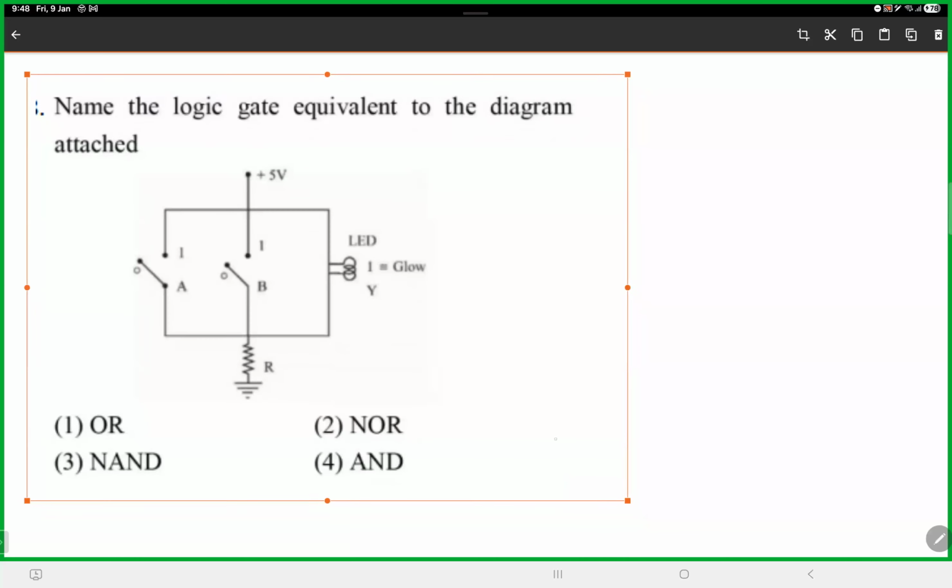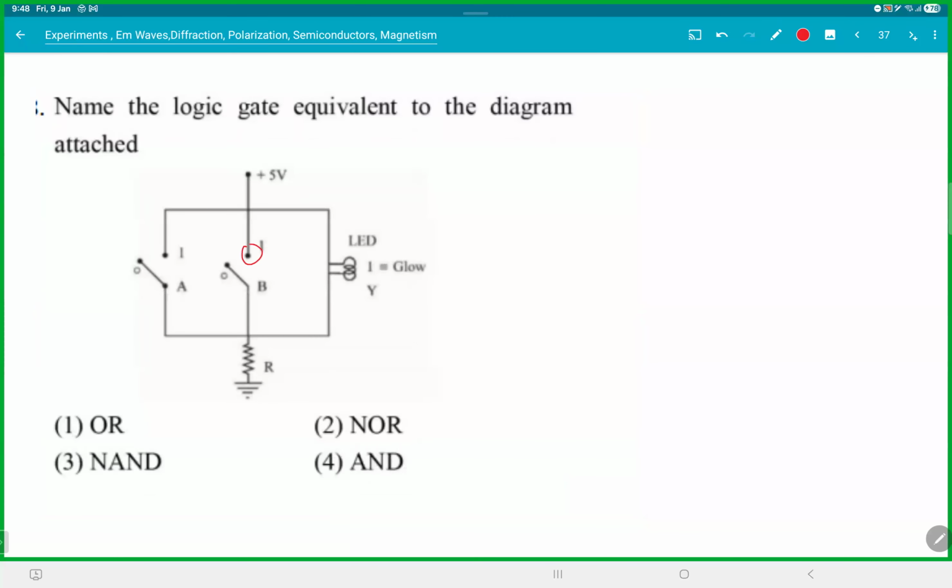Another question here. Now here, see. When you close it is 1, when you open it is 0. So be careful with that, the zeros and ones on top of that switch which are written. What kind of gate is this? So if the bulb glows, it is on. If the bulb is off, it is 0.